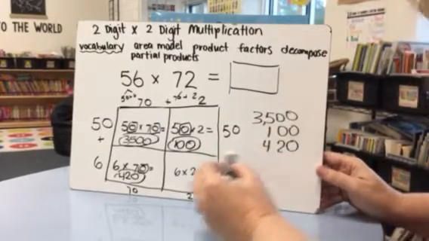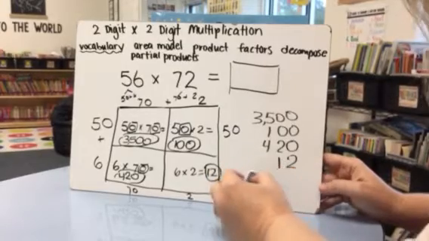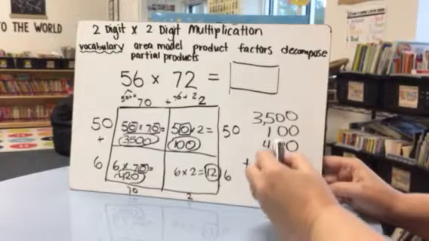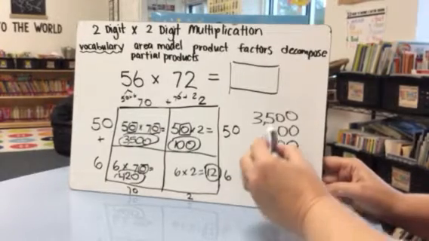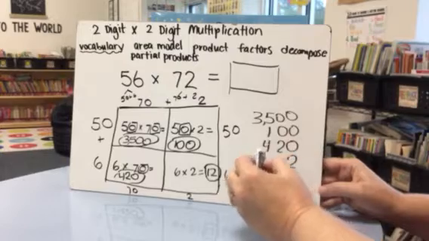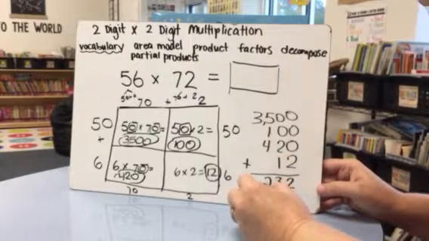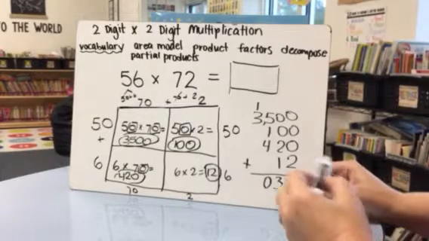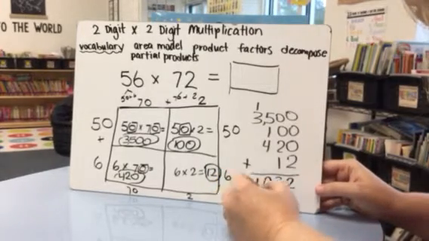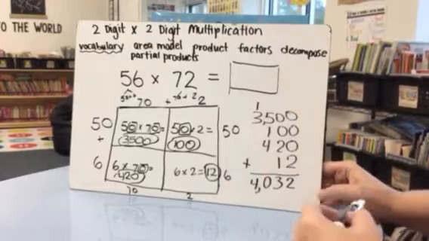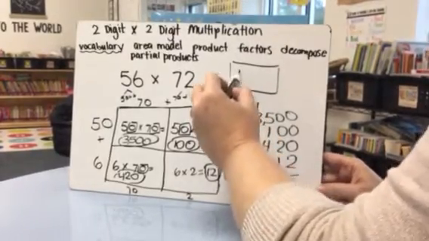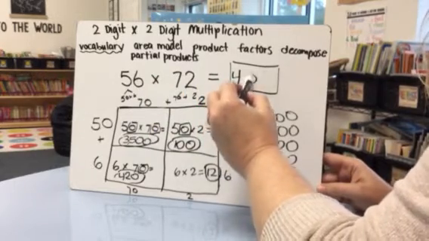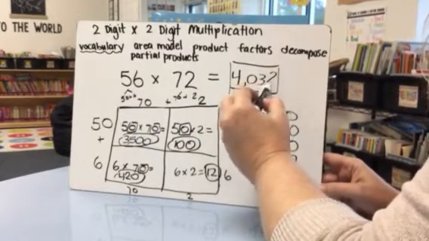420 and 12. That's a 2. 2 plus 1 is 3. 5 plus 1 is 6, plus 4 more is 10. I'm greater than 10. I need to regroup to the thousands place. 3 plus 1 is 4. My final product of 56 and 72 is 4,032.